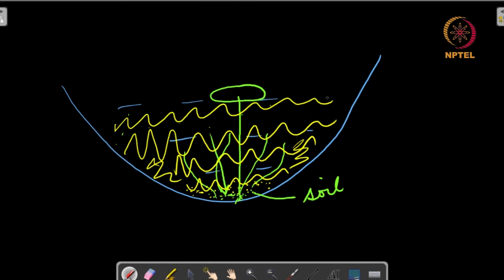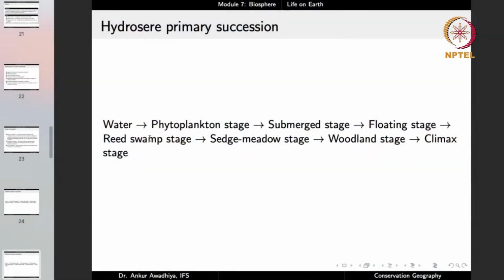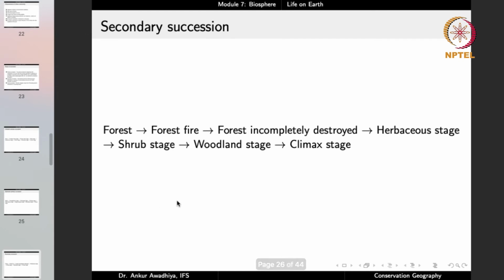And in the case of damp soil, now we will get the grasses. So from a reed swamp stage, we will get sedges and meadows of grasses. And from there, we will slowly move into a woodland stage, which is the forest, followed by the climax stage. So this is the Hydrosere primary succession.